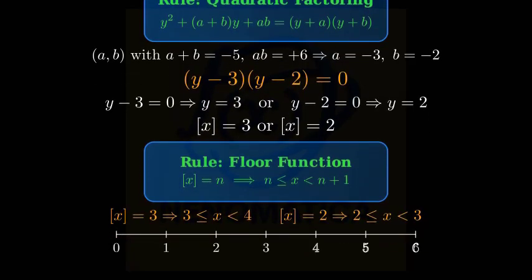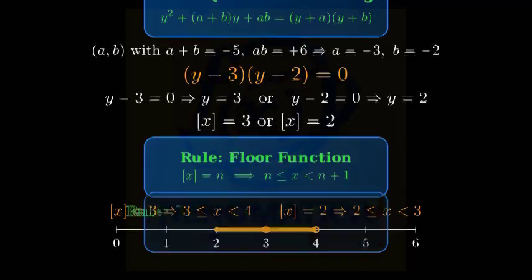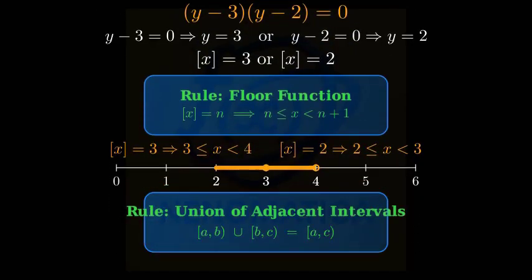Step 4. Take the union of the two adjacent intervals. The interval from 2 to 3, union the interval from 3 to 4, merges into one continuous interval from 2 up to, but not including, 4. So the complete solution set is x is in the interval 2 to 4.